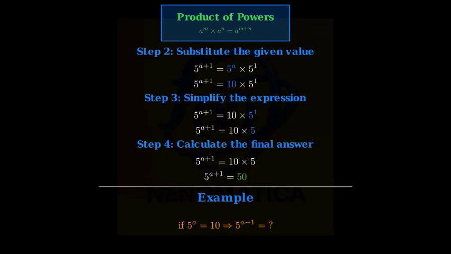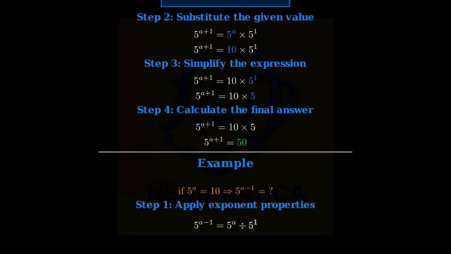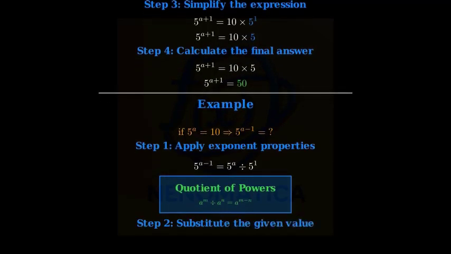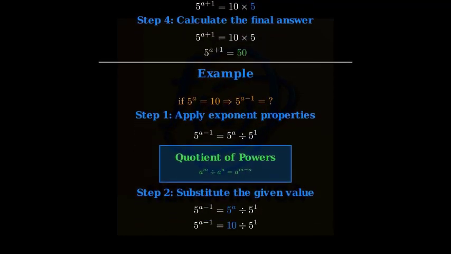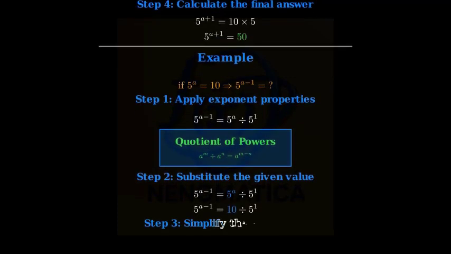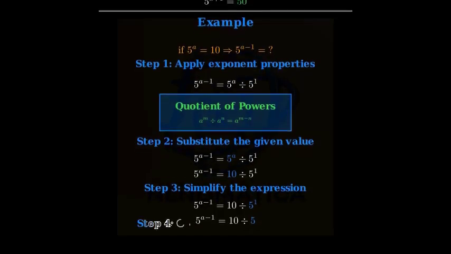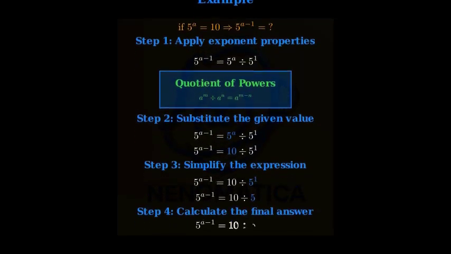If 5 to the power of a equals 10, find the value of 5 to the power of a minus 1. For this problem, we'll use another property of exponents. 5 to the power of a minus 1 can be expressed as 5 to the power of a divided by 5 to the power of 1. Again, we know from the problem statement that 5 to the power of a equals 10. So we'll substitute this value. Next, we simplify this expression. 5 to the power of 1 is just 5. Finally, we divide 10 by 5 to get our answer.